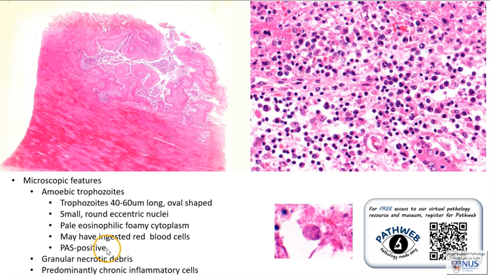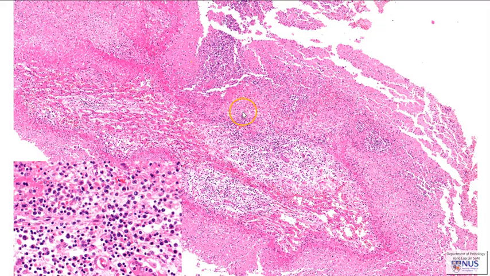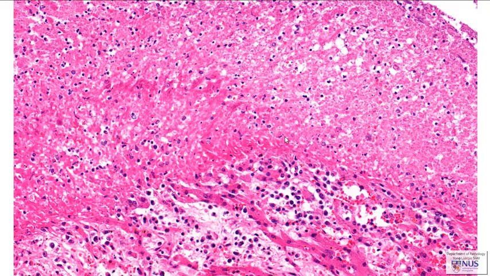These organisms are PAS, periodic acid Schiff positive, so this is a useful special stain to perform. And this is usually surrounded by granular necrotic debris, as well as a predominantly chronic inflammatory reaction. We can see here that there are mostly lymphocytes in the area of inflammation. Here is another picture showing the granular amorphous necrotic material, and we have some viable hepatocytes here. And this area shows the chronic inflammatory response.